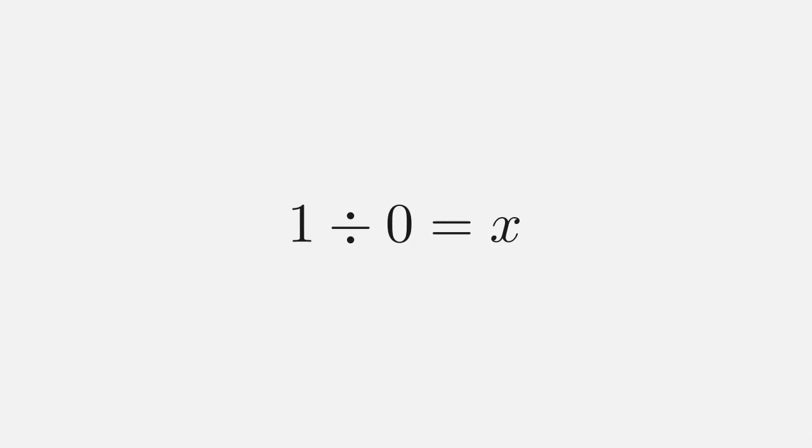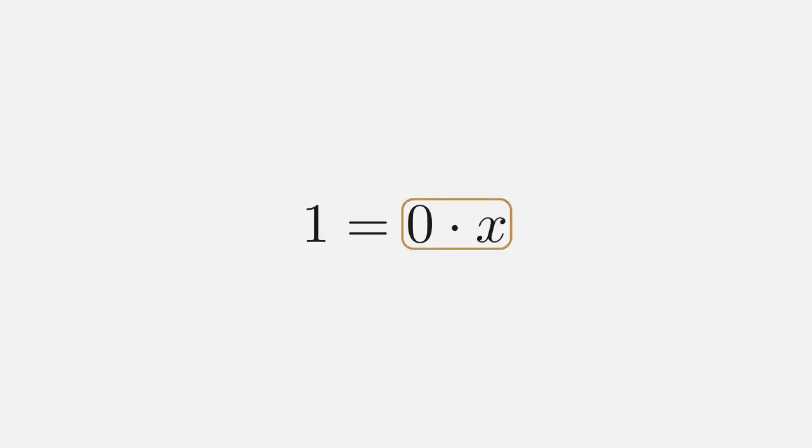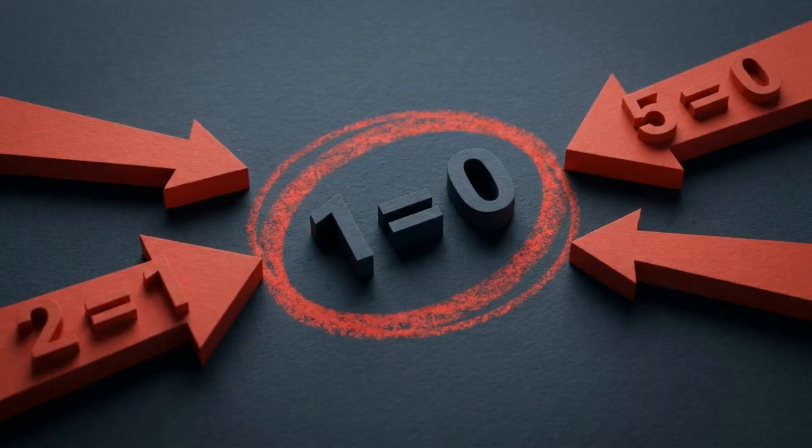In pure algebra, we see the same failure when we test the assumption that 1 divided by 0 equals an unknown value, x. We can rewrite this as its multiplication equivalent, 1 equals 0 times x. Because any number multiplied by 0 is 0, the equation simplifies into a contradiction, 1 equals 0. Accepting this contradiction allows you to manipulate any other number.